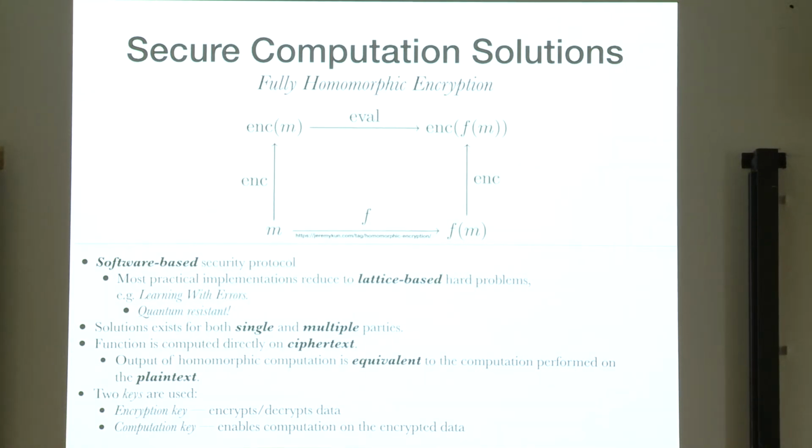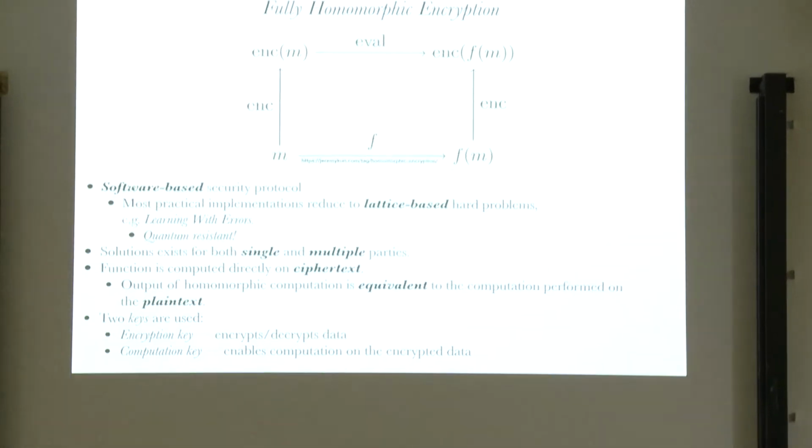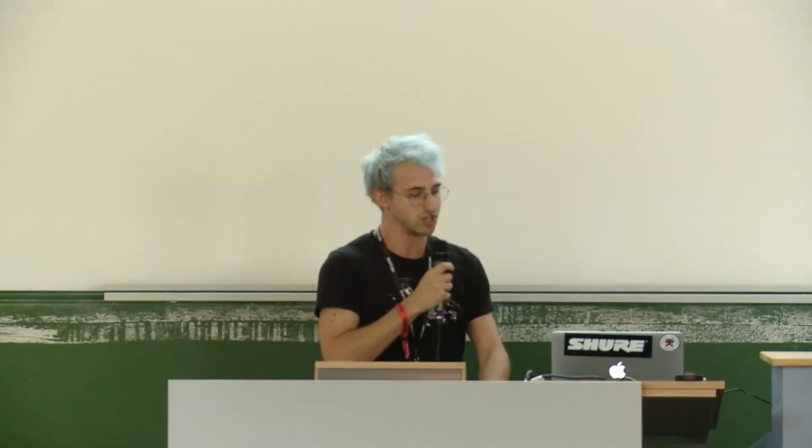Typically, there's two keys used. This is for security, and I'll go into that also a bit later. But we have an encryption key used to encrypt and decrypt the data, and a computation key, which a party needs to actually perform the computation on that data. So diving into some pros and cons on multi-party computation.